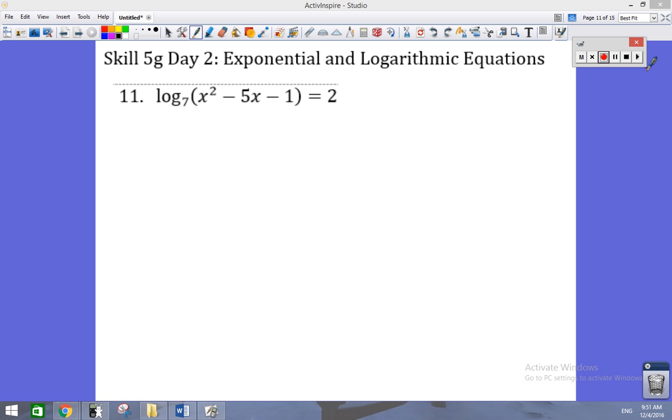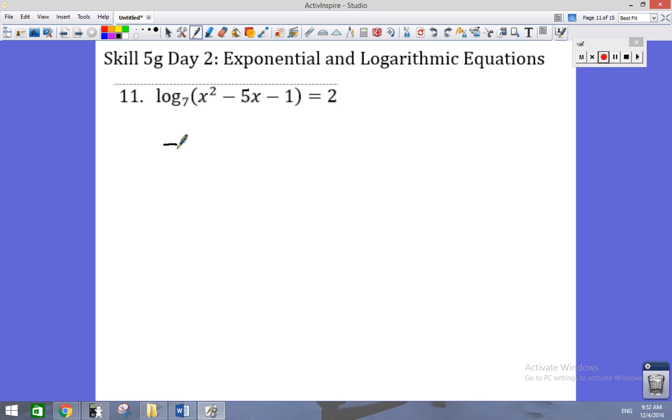We are looking at Scale Packet 5, which is exponential and logarithmic functions, and in Scale 5G we're solving equations using properties of logarithms and maybe the definition of a logarithm. Let's take a look at what we have here in this problem. On the left-hand side we have a logarithm, on the right-hand side just a number. So we could try to rewrite this 2 with a log base 7, log base 7 of 49, but it's probably just easiest to convert this log form to exponential form.